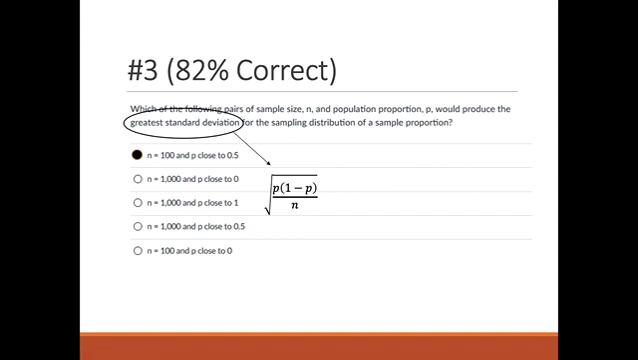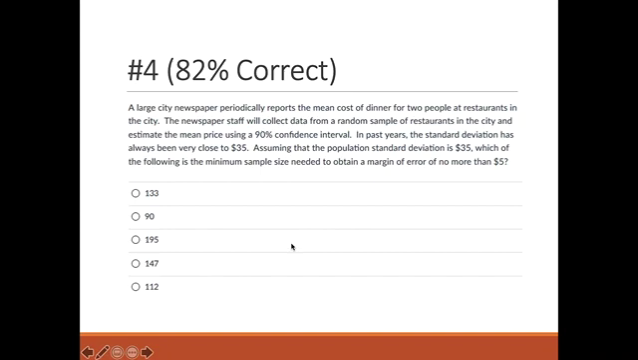So if you want a greater standard deviation, what you want to be using then is a smaller denominator. So you want to use one of the answers with a denominator of 100. And a greater standard deviation also means you need a numerator that's large. So the largest possible numerator comes from using 0.5 for p.